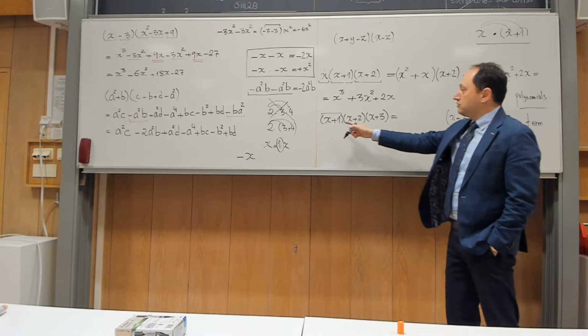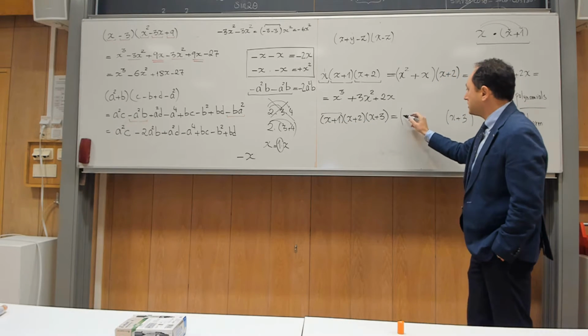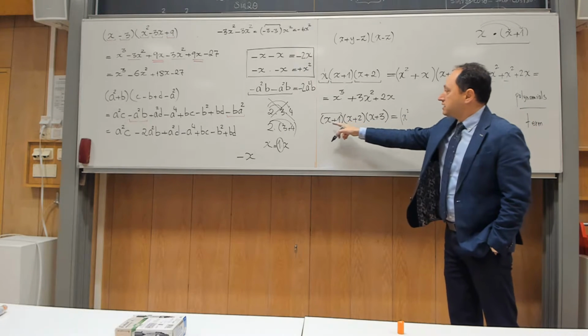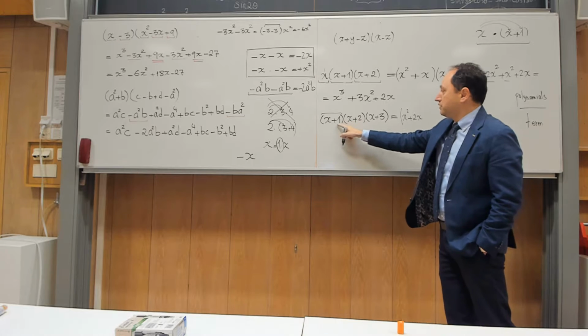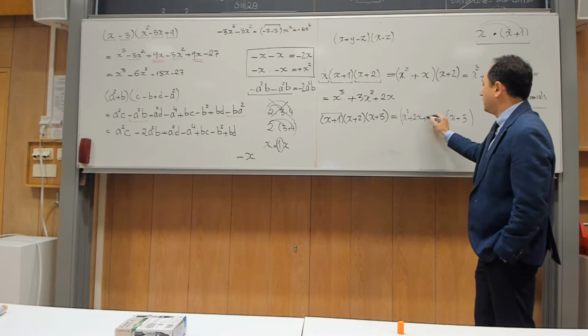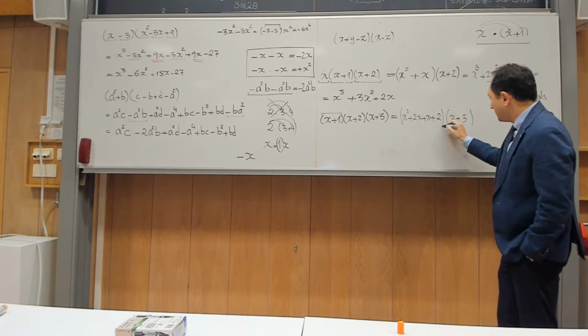So then what should I do? I multiply this by that. It becomes what? x times x is x squared. And then x times 2 is plus 2x. And then I have 1, which is very simple. 1 times x is itself, 1x. 1 times 2 is just 2. Okay? And then I close the pair of brackets.